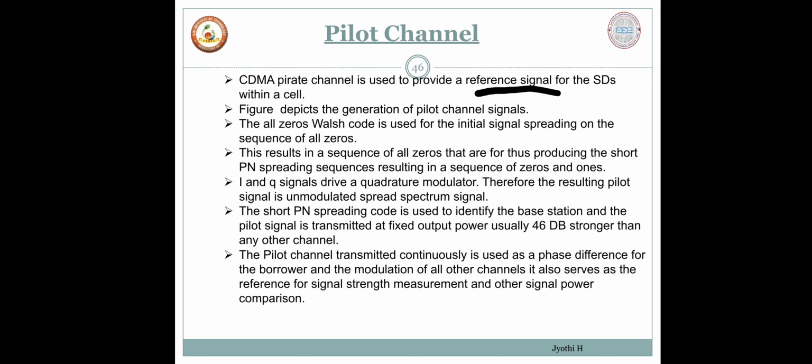The short PN sequence is used to identify the base station, and the pilot signal is transmitted at a fixed output power, usually 4 to 6 dB stronger than any other channel. The pilot channel is transmitted continuously. It is used for the phase reference for the demodulation of all other channels. It also serves as the reference for signal strength measurement and other signal power comparison.